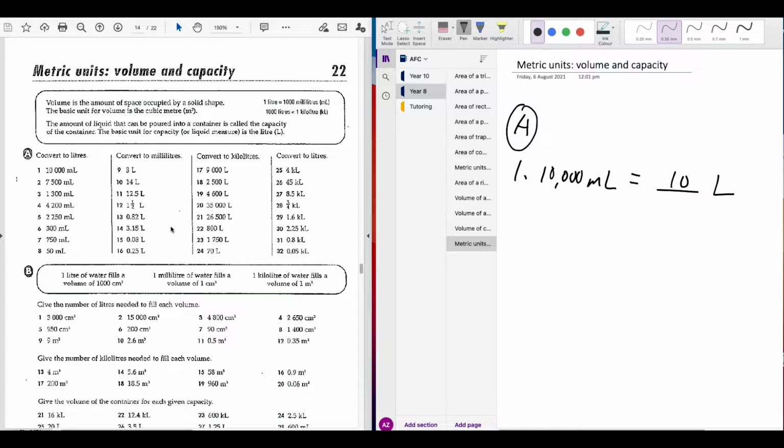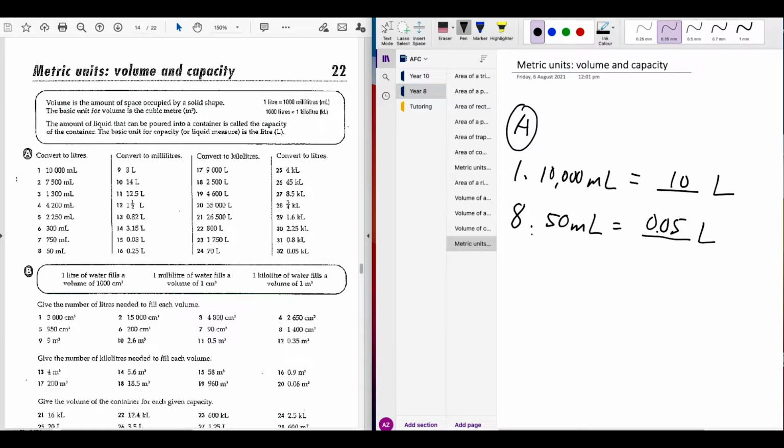Now, let's go through question 8. Question 8 says 50 milliliters is equal to how many liters? You just do the same thing. You just have to do 50 divided by 1,000. So what should that be? That should be 0.05. You can use your calculator to do this.